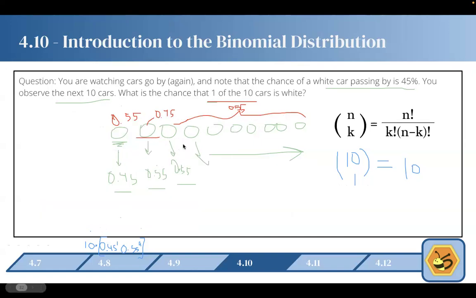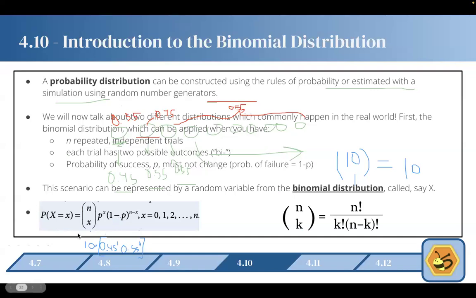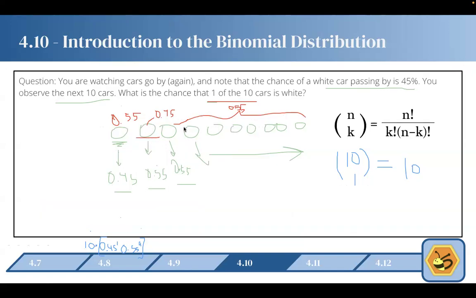And then what we said was, well, this green option was one way it could have happened. This red option, if this was the one that was white, where this one was 0.45 and the rest of them 0.55, was another way that could have happened. Which means that this whole formula would work, because this 10 is giving us all 10 different options where that could have happened.